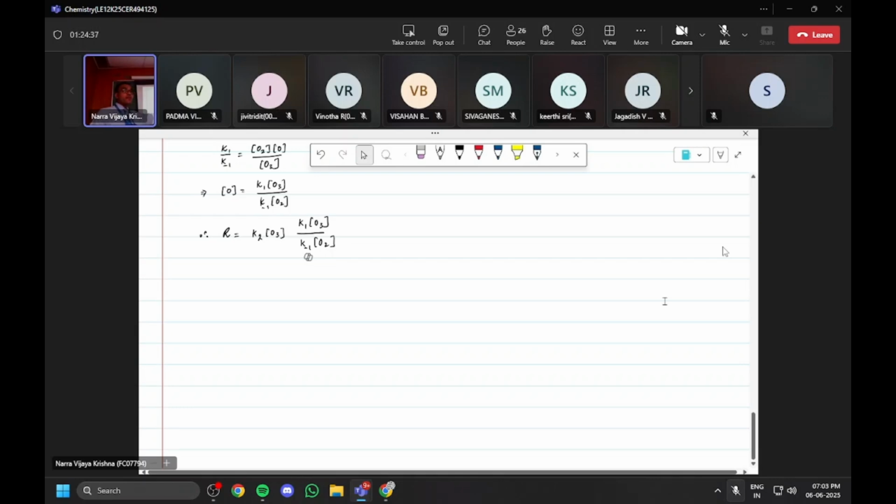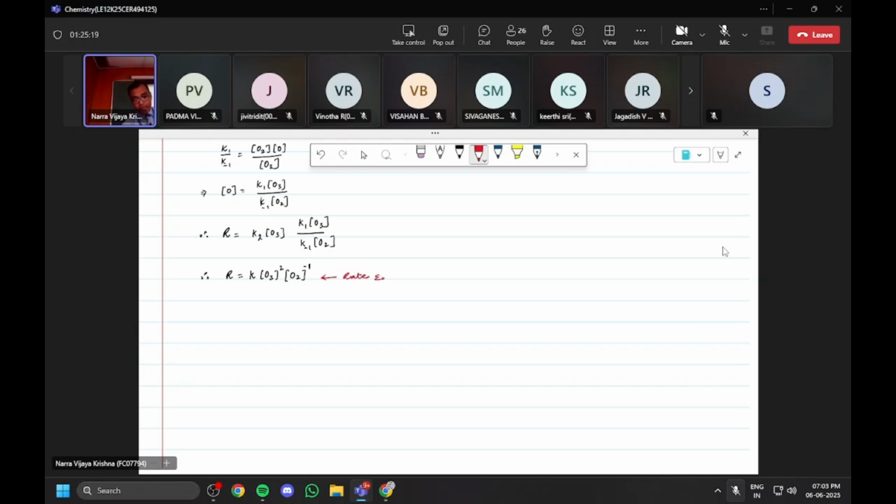Is there any intermediate term now? Only reactants and products are there. So, perfect rate expression. Therefore, rate equal to K2 K1 upon K minus 1. I am writing that as capital K. A constant into constant by constant is nothing but constant only, na? So I am writing R equal to constant K into [O3] power 2 into [O2] power minus 1. So this is the final rate expression.